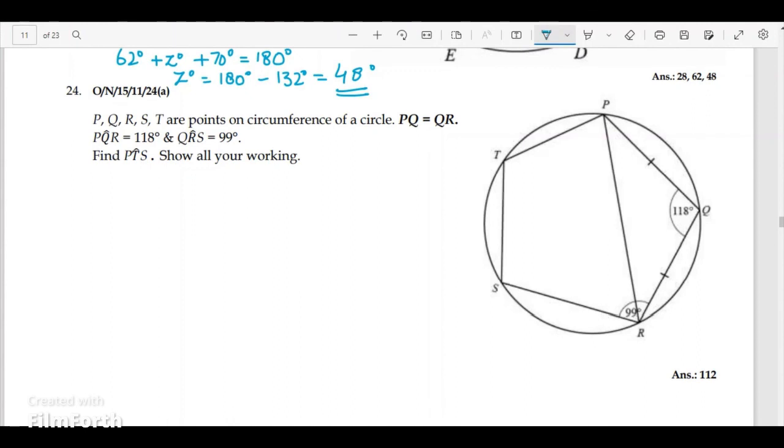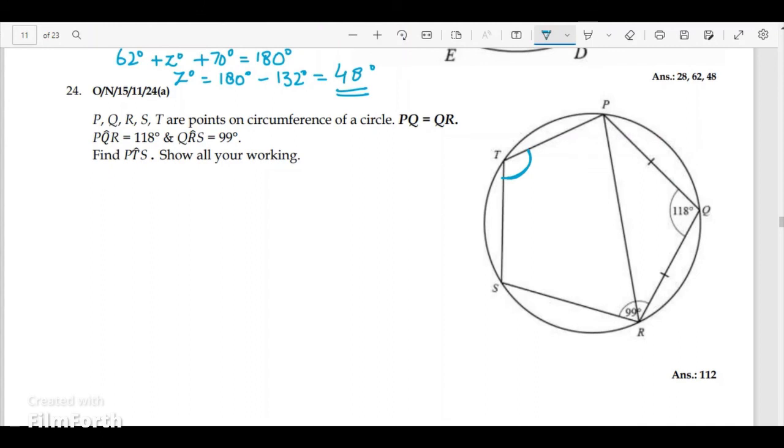Alright, question number 24. P, Q, R, S, T are points on the circumference of a circle. PQ equals QR. That's going to be shown on the diagram. PQR equals 118 degrees and QRS equals 99 degrees. We have to find PTS, this angle. And we have to show all our working.